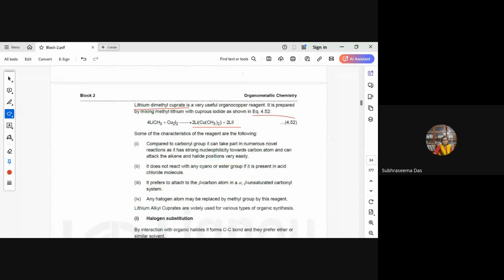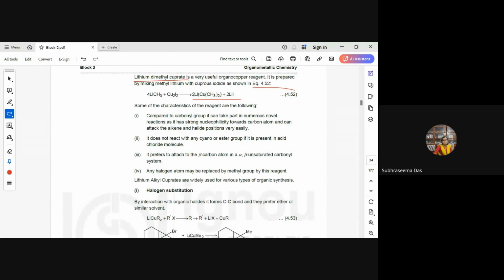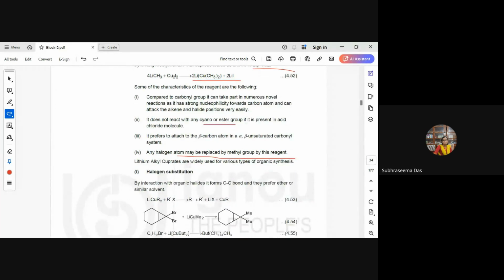It forms lithium dimethyl cuprate. Some of the peculiar characteristics are that, compared to the carbonyl group, it can take part in numerous novel reactions because it has a strong nucleophilicity. It doesn't react with any cyano group or ester group, even if it is present in an acid chloride solution. Any halogen atom may be replaced with a methyl group by this reagent. This lithium dimethyl cuprate is an important reagent in organic synthesis because it is widely used in various types of synthesis of new molecules in organic chemistry.